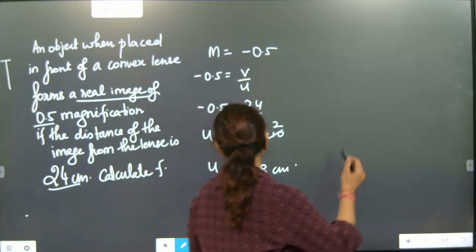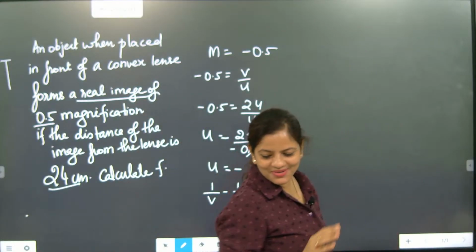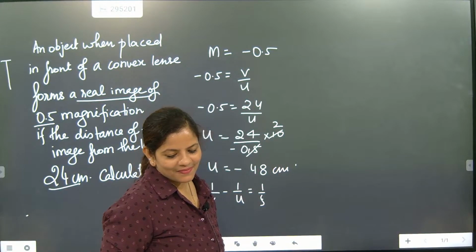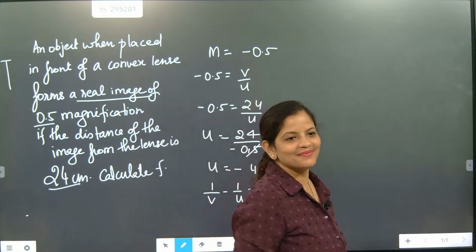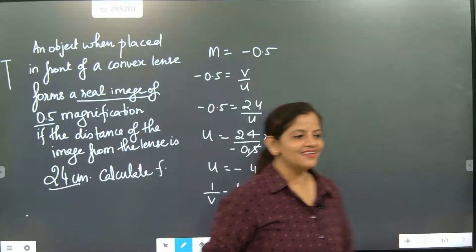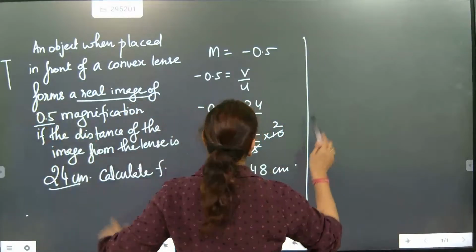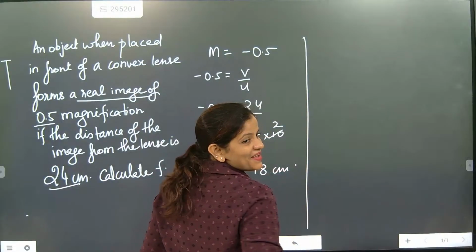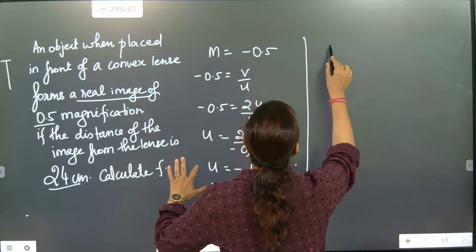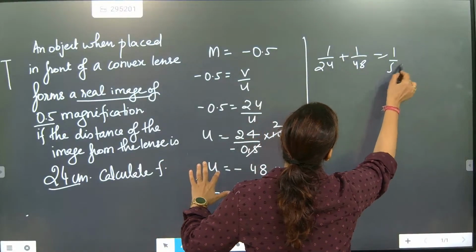Now 1 by V minus 1 by U is equal to 1 by F. What is V here? 16, ma'am. Now look here, V is what? V is 24. So 1 by 24, minus minus will become plus, 1 by 48, is equal to 1 by F.